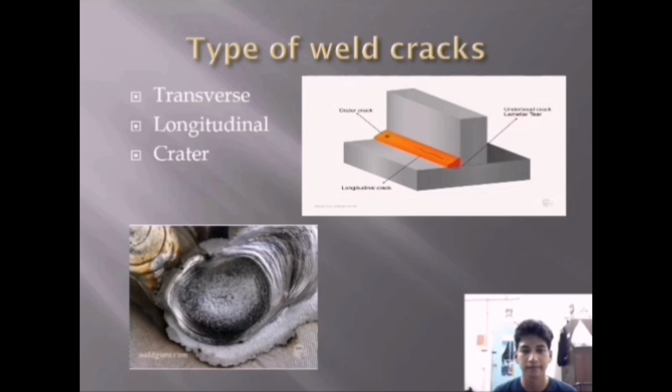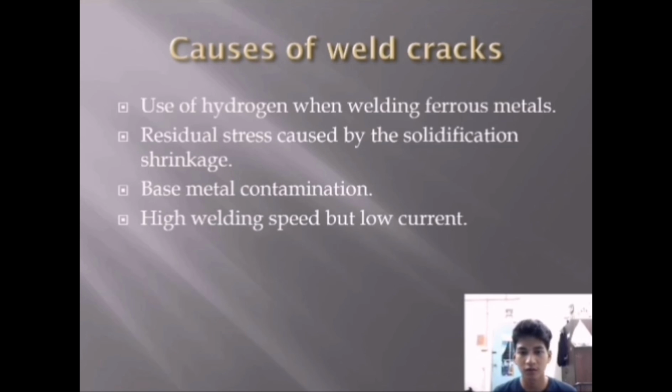with the close up. So the causes of weld crack. The first one is the use of hydrogen when welding ferrous metal. The second one is residual stress caused by the solidification shrinkage. The third one is base metal contamination. And lastly is high welding speed but low current.